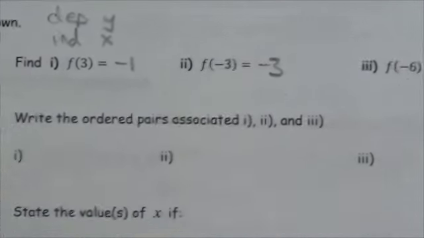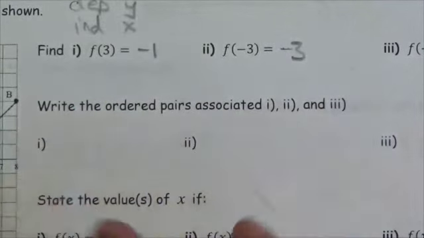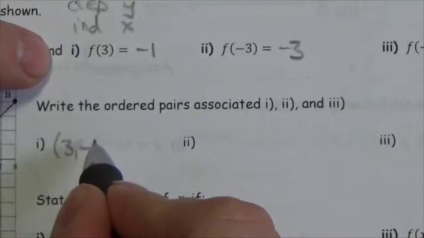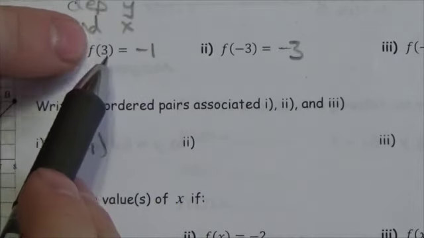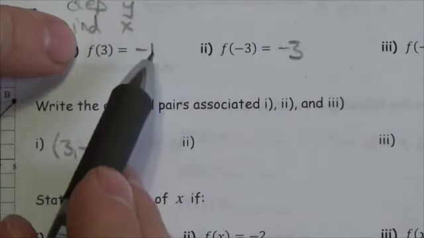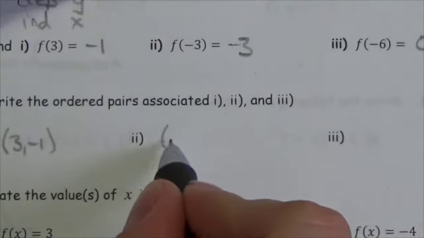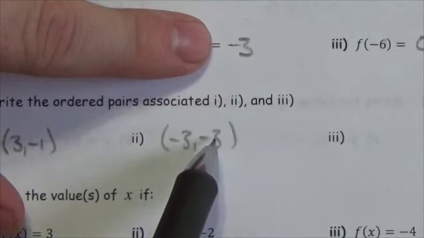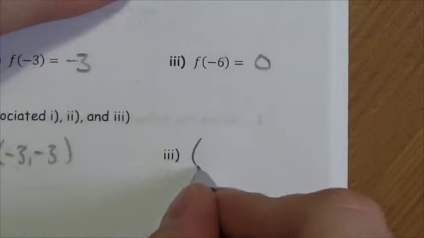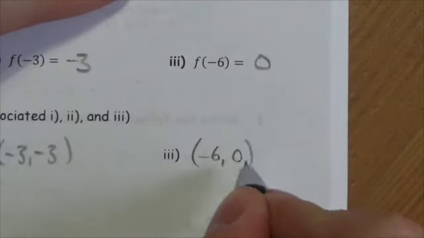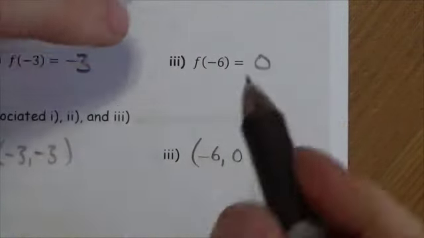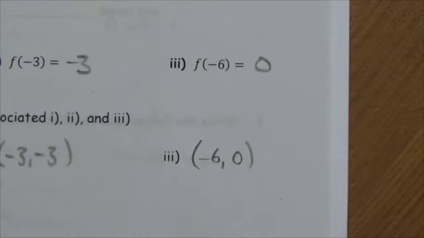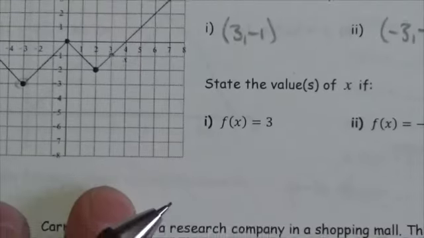I hope that made sense here, because what we're doing is we're just asking you to find points on the graph here. The points that we're looking for in the first case were 3, -1. Remember, independent variable is x, dependent variable is y. For the second one was -3, -3. Independent variable was x, dependent variable is y. Over here, the point that we're looking for is -6, 0. The independent variable is -6. The dependent variable is 0. And you can do this in the other direction here.